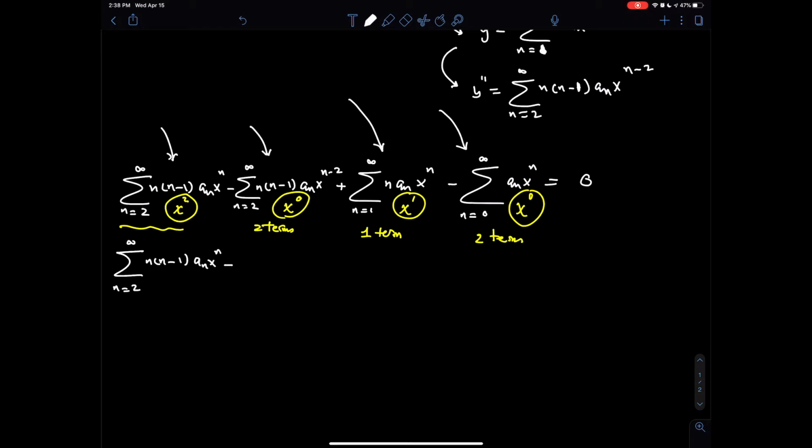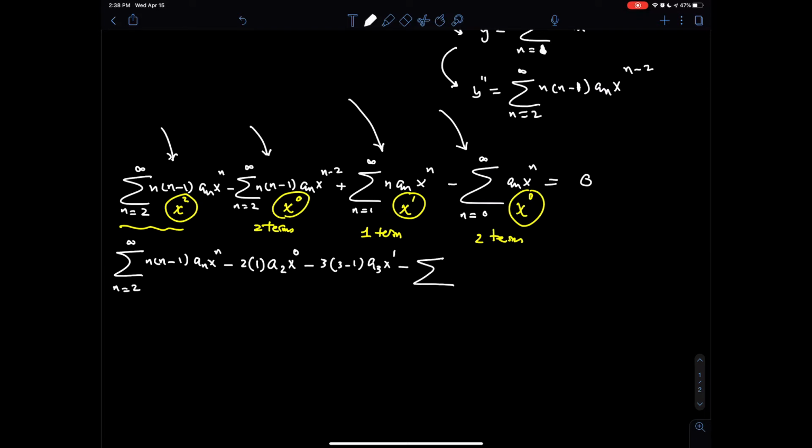Minus, and here I'm going to take out 2 terms. So the first n equals 2, so it'll be 2 times (2 minus 1), a 2 x to the power of 0, and then I take one more out, so minus n times (n minus 1). This time n is 3. Sorry, I'm taking out 3, so it'll be 3 times (3 minus 1), a 3 x to the power of 3 minus 2, which is 1.